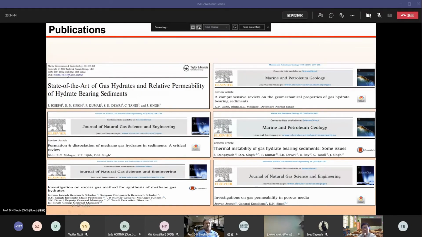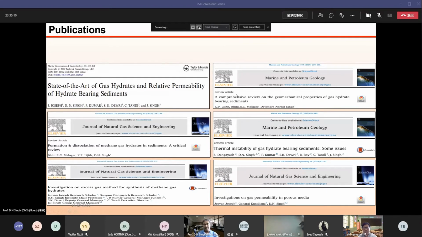We have published extensively: some papers on the state of the art of gas hydrates and relative permeability of hydrate bearing sediments, formation and dissociation of methane gas hydrates in sediments, a critical review, and investigations on the excess gas method. One of the methods to synthesize hydrates is the excess gas method of methane gas hydrates. We also published a comprehensive review on the geomechanical properties of gas hydrate bearing sediments.